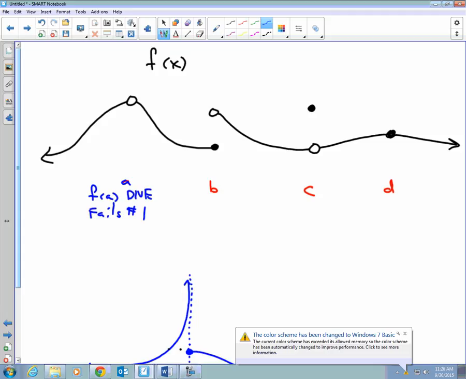Does f of a exist? Does f of b exist? If I plug in b, do I get a value? Yeah, I do. Does the limit exist? No, so it fails too. The limit as x goes to b of f of x does not exist. So it fails too.